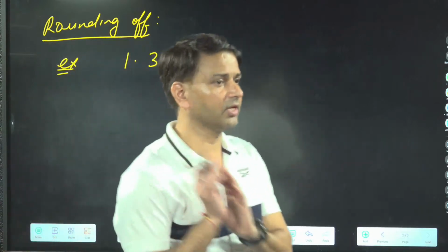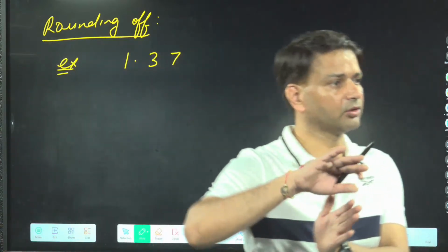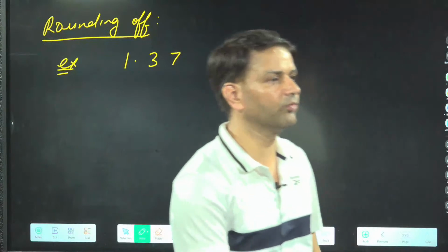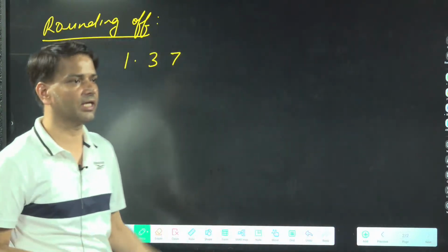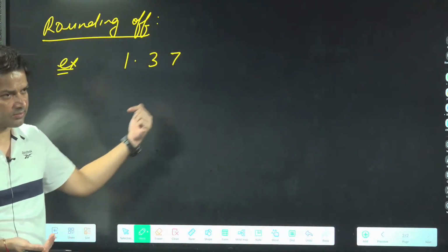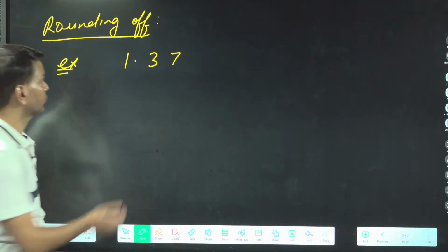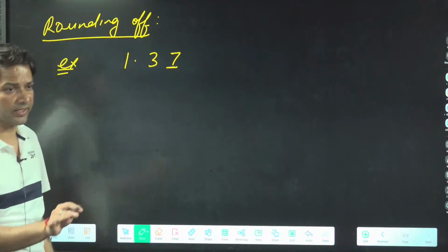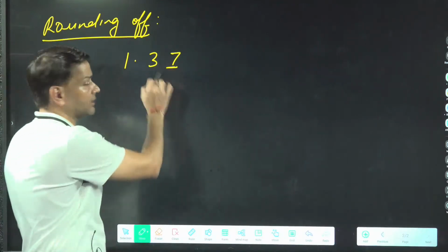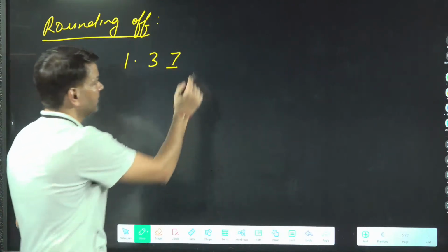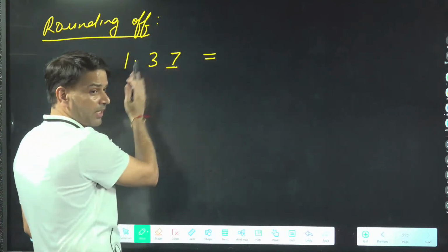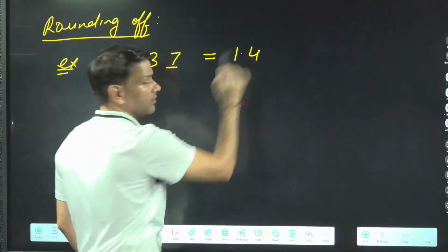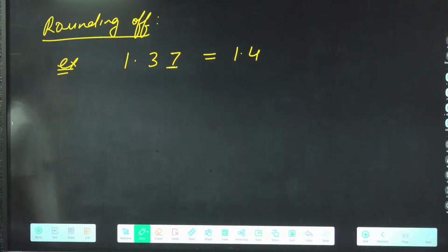So the rule we have learned: when the digit that you want to remove is greater than 5, then the preceding digit is increased by 1. Here I have to remove the 7, and 7 is greater than 5. So the preceding digit will increase by 1. So you will get 1.4.